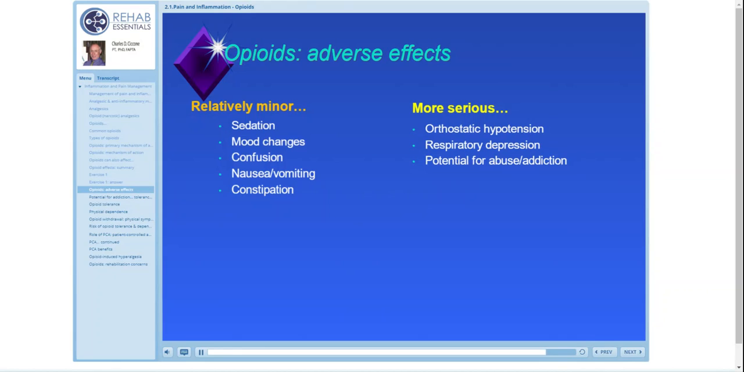And finally, the potential for abuse and addiction is always a big concern. Patients are aware of this, their families, the caregivers, everyone's aware that this is possible. But it's a very complex situation, so we want to spend a few minutes now talking about the potential for abuse and addiction related specifically to opioid drugs.